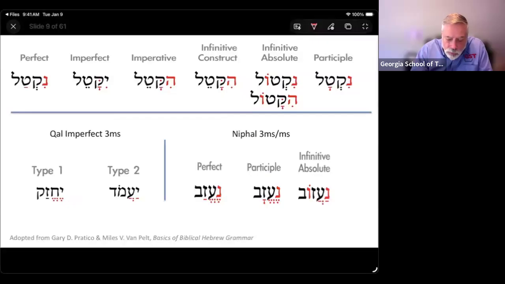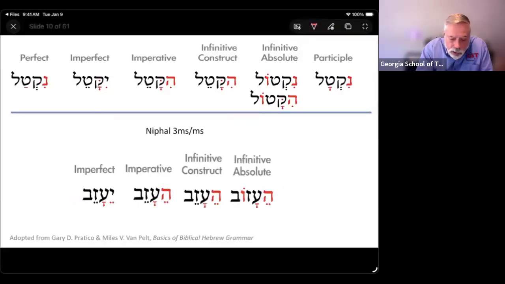All right. So now, the same thing, if we continue on and we look at the Niphal, again, 3MS or the MS for the participle, which is not here. So I don't need it. And this is where the noon does assimilate, right? In the imperfect, there's the noon. In the imperative, there's the noon. In the infinitive construct, there's the noon. And the infinitive absolute, there's the noon.